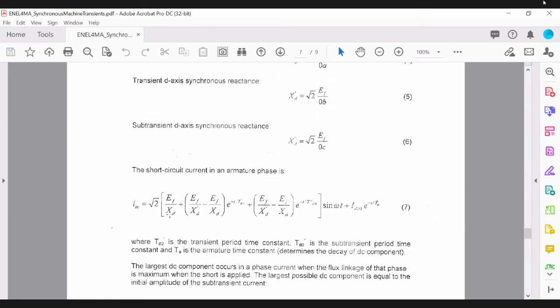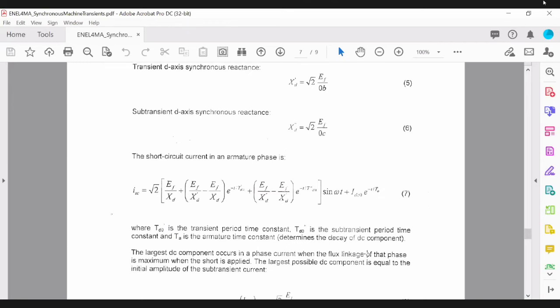Okay, so you'll have 3 different time periods there. So one will be TD naught dash, then you'll have TD naught double dash. So one is the transient period time constant, one is the subtransient period time constant, and then you'll have TA, the last one here, that's the armature time constant, and that determines the decay of the DC component.